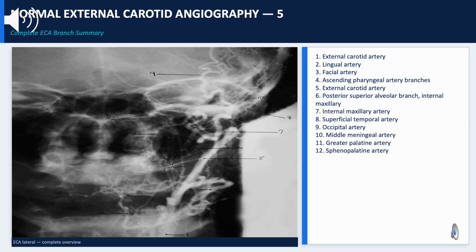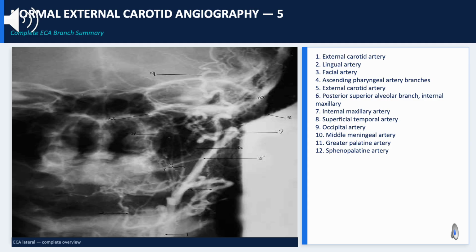This fifth and final ECA lateral view provides the complete summary image that ties together all branch anatomy. Note the greater palatine, 11, and sphenopalatine, 12, arteries arising as terminal branches of the internal maxillary. These are important during nasal and sinus tumor embolization because their terminal branches can communicate with ophthalmic artery territory via ethmoidal connections. The occipital artery, 9, and middle meningeal, 10, are again clearly visible. Use this image as a reference card.